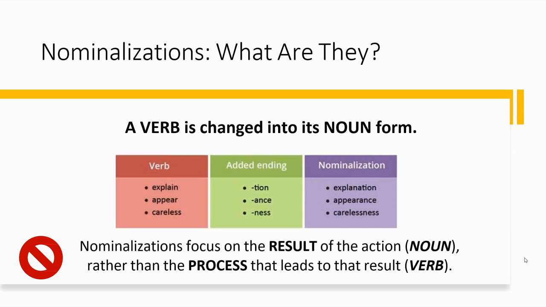Nominalizations focus on the result of the action, so it takes that noun, rather than the process that leads to that result. And then you can see how the nominalization is formed. You've got your verb, you add an ending to it, and it becomes a nominalization. Explain plus tion becomes explanation. Appear plus ance becomes appearance. And careless, adding ness, becomes carelessness.